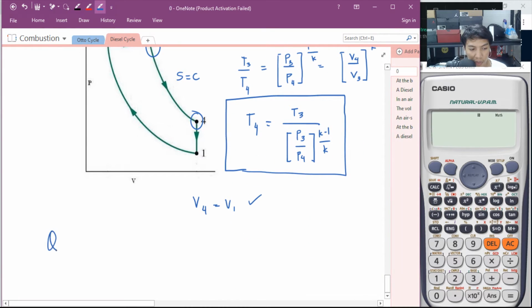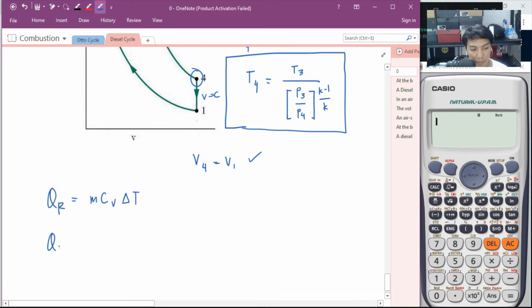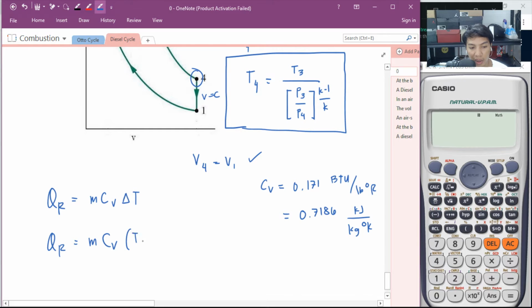So, QR now. QR is equal to m Cv delta T. Bakit naging m Cv delta T? Cv ng air to kasi constant volume ang process mo diyan. Okay? So, QR will be m ng air, Cv ng air. Recall natin what is the Cv of air. The Cv of air is 0.171 BTU per pound degree Rankine. Kapag naman SI, that is 0.7186 kilojoules per kilogram degree Kelvin. Yan yung Cv niya. Delta T, ano yung mas mataas na temperature? That is T3 minus T4.